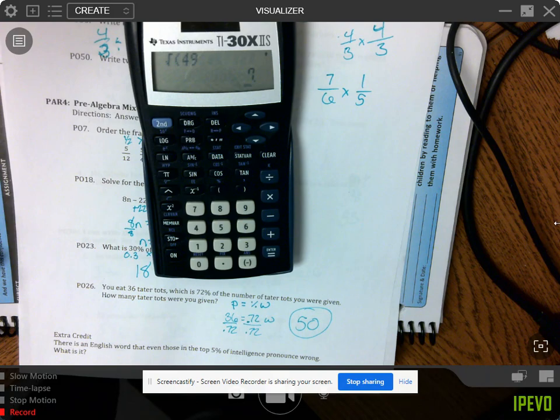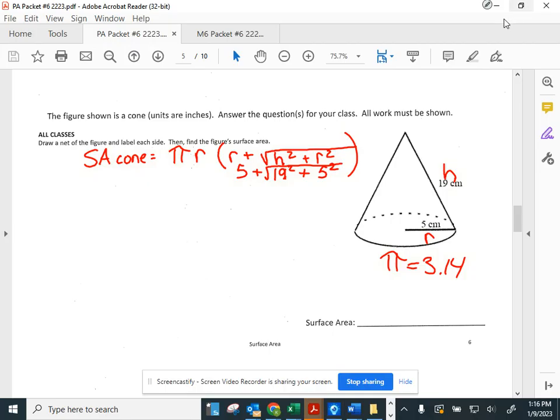Then you're going to add it to 5. And then you're going to multiply it by the radius. And then multiply it by pi. So it's a lot of steps. But is it hard? No, because we have the calculator to do the math for us. So we just follow it one step at a time.